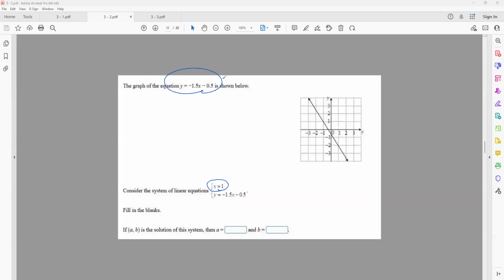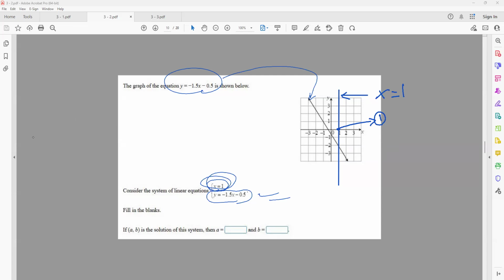This equation is represented by this graph. But what about this equation, x equals 1? You can draw it like this. Go to the x point and make a vertical line like this. This vertical line is x equals 1 because it intersects at the point which is 1 on the x-axis.